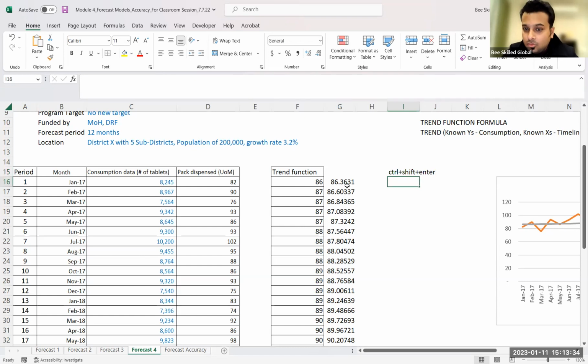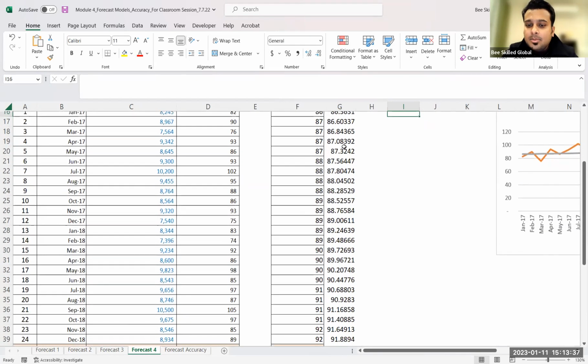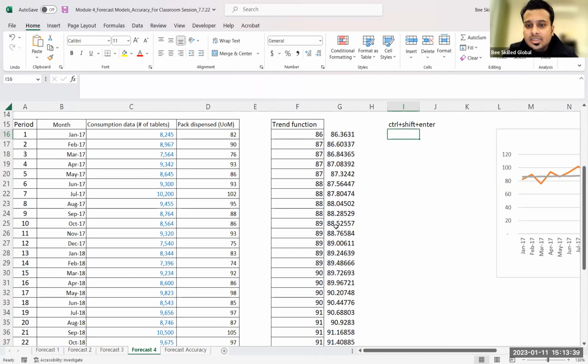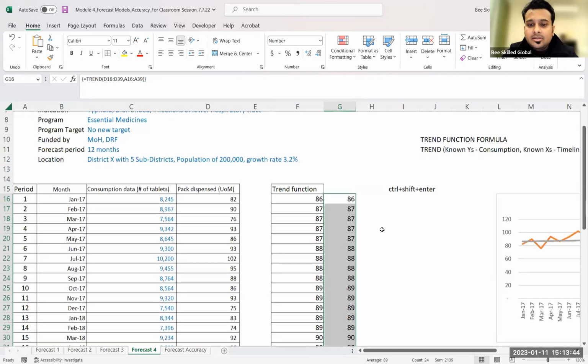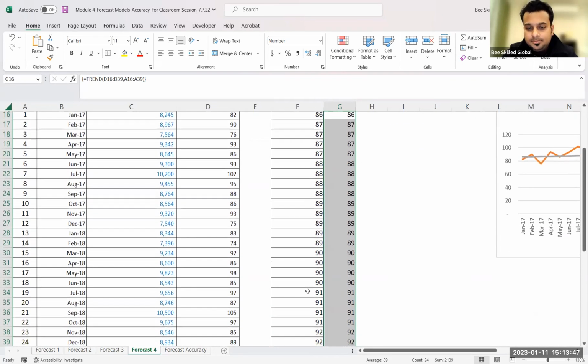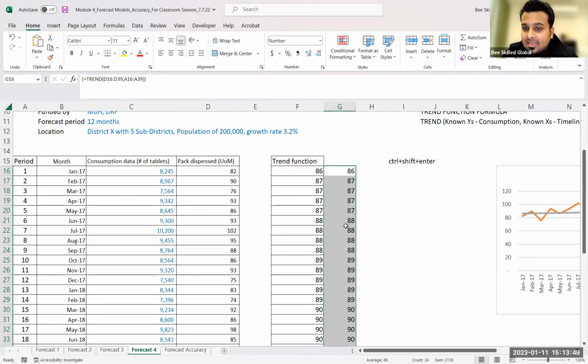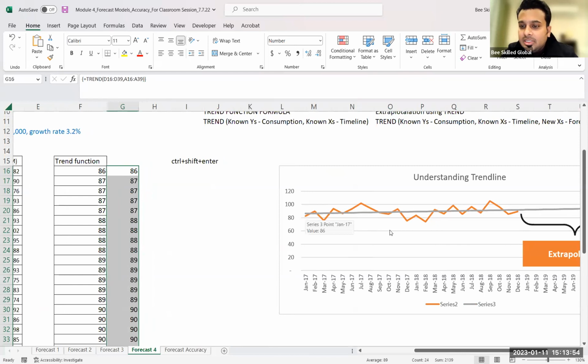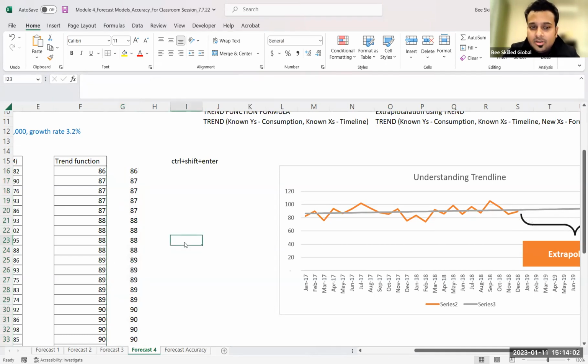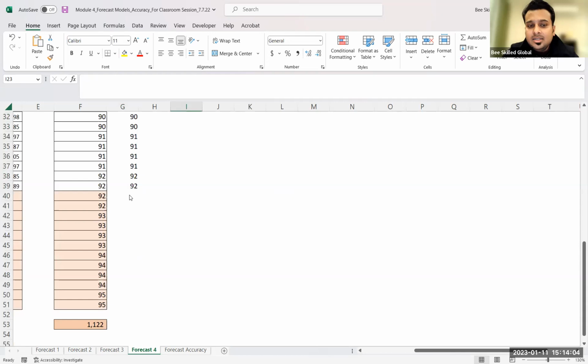When we do that, as you saw here, the entire timeline got plotted. Of course, this is in decimal points. If I just remove the decimal points, you will see that it is the same as what has already been plotted here. So this is the existing trend, this gray line from January 2017 to December 2018. Now, what is our objective? We want to extrapolate this trend from January 2019 to December 2019.